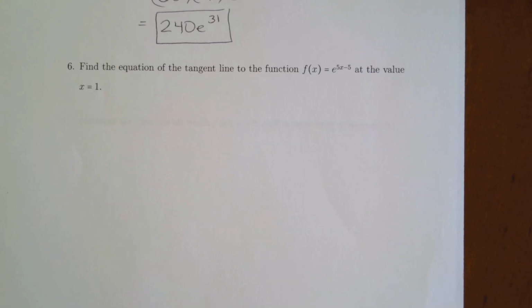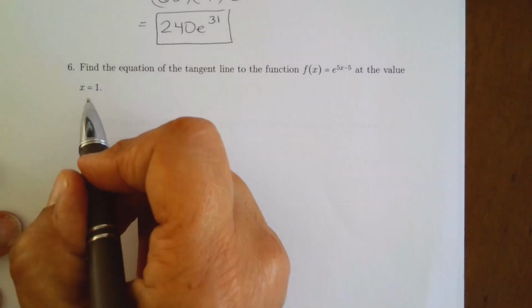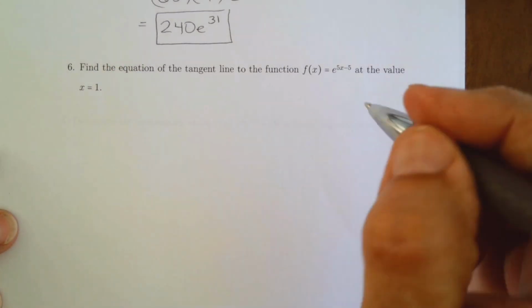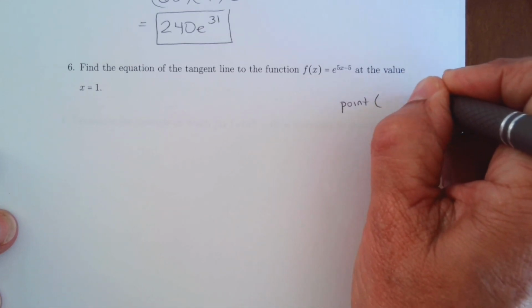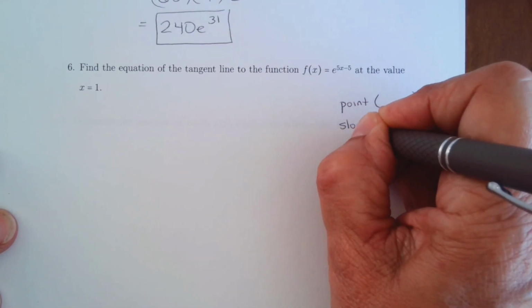Hopefully we won't get such a big number for number 6, since we have to write the equation of a tangent line. All right, so number 6, we're going to do pretty much the same thing, but we're going to write the equation of the tangent line to this function. Okay, and all they gave us is x equals 1. So remember, to write any equation, you need a point and you need the slope.